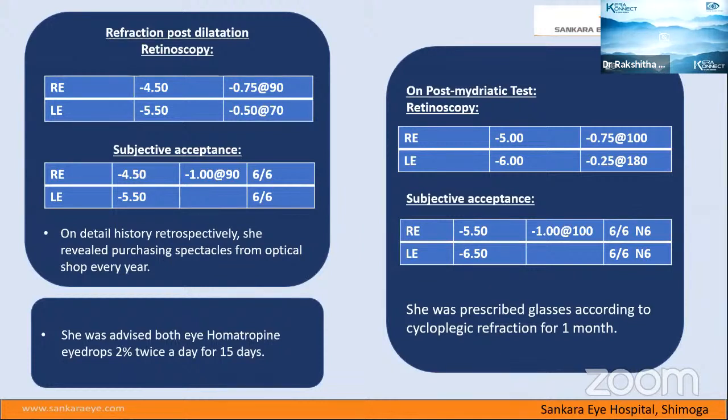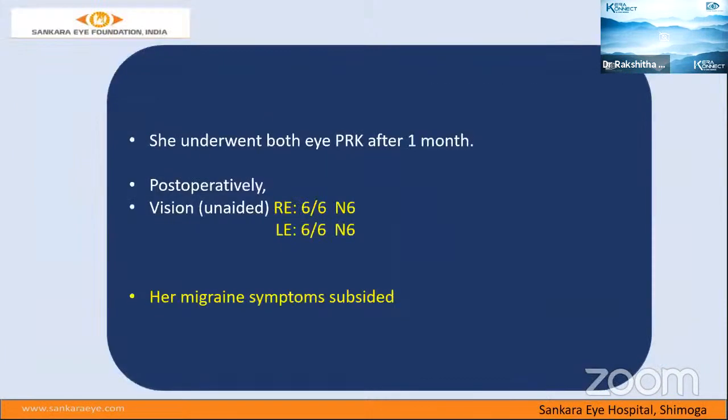We called her after a week for the post-mydriatic test. On the PMT, her retinoscopic findings were in the right eye -5 sphere and -0.75 cylinder at 100 degrees, and in the left eye -6 sphere with -0.25 cylinder at 180 degrees. She was accepting -5.5 and -6.5 and improving to 6/6. She was prescribed glasses according to the cycloplegic refraction for 1 month. After a month, she underwent both eye PRK. Post-operatively, her unaided vision in both eyes was 6/6. She also said that her migraine symptoms had subsided after the PRK.